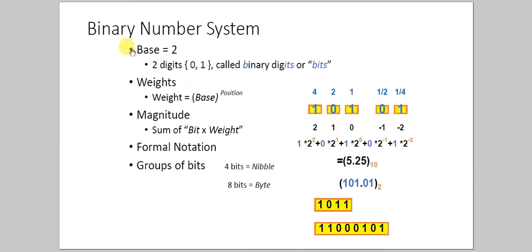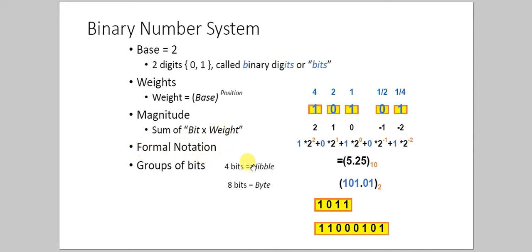Now the next is the binary number system. The binary number system, which is the most suitable number system for the digital system, has a base equal to 2 and it has two digits, 0 and 1, called binary digits. Each is called 1 bit. Again, it has a weight equal to base raised to power position, the same way we carried on the concept of the decimal number system. The magnitude is the sum of the bit into weight.